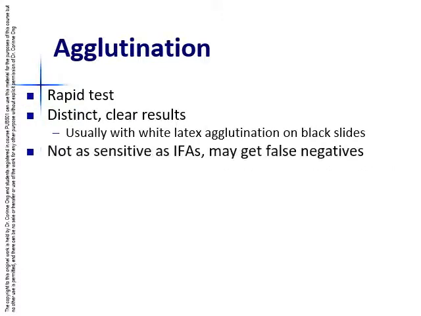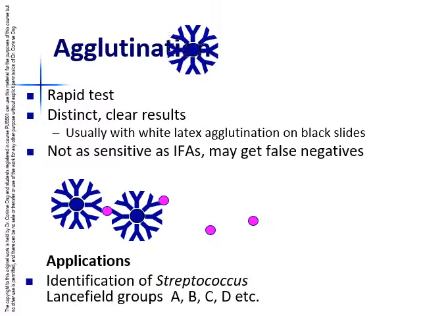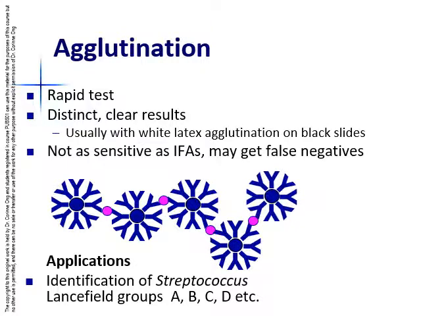Other lab tests that use antibodies include agglutination tests. Unlike ELISAs, these are rapid tests. They provide distinct and clear results and usually involve the observation of white latex agglutination against a black background. They're not as sensitive as other immunoassays, and false negative results may sometimes be obtained. Examples of agglutination tests are the identification of the Streptococcus Lancefield groups.